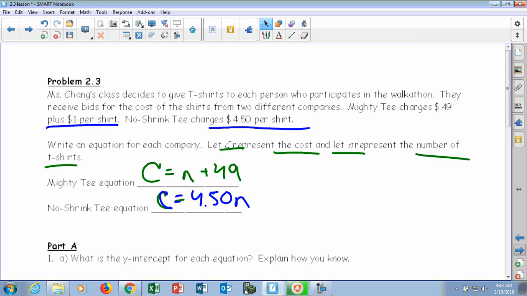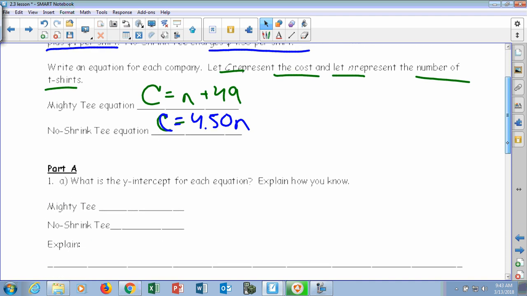Okay, so going on, it says in part A, what is the y-intercept for each equation? The y-intercept. We're going on to the y-intercept.